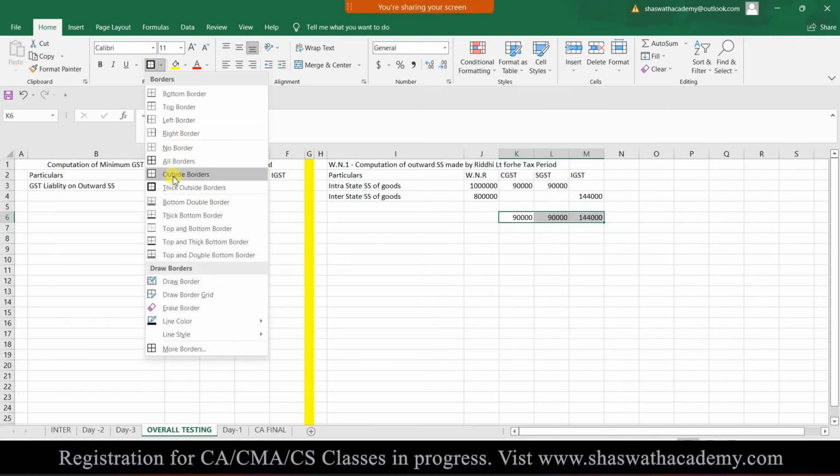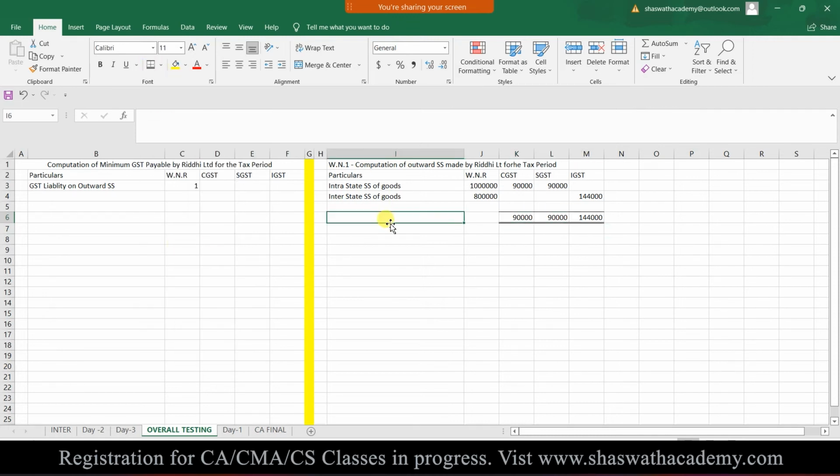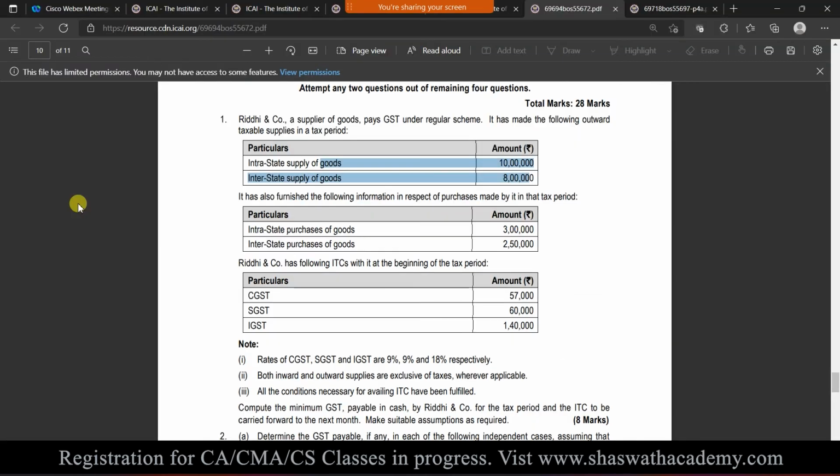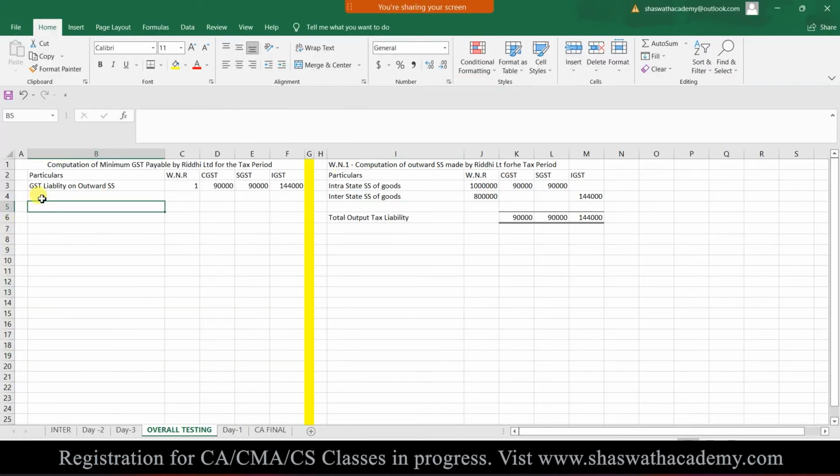So this is called what? This is called total output tax liability. And I will write those things over there as well. So these are my output tax liability. And now I have to go for the next one. Purchase details, input tax credit details have been given to me. So I have to go for a working note.